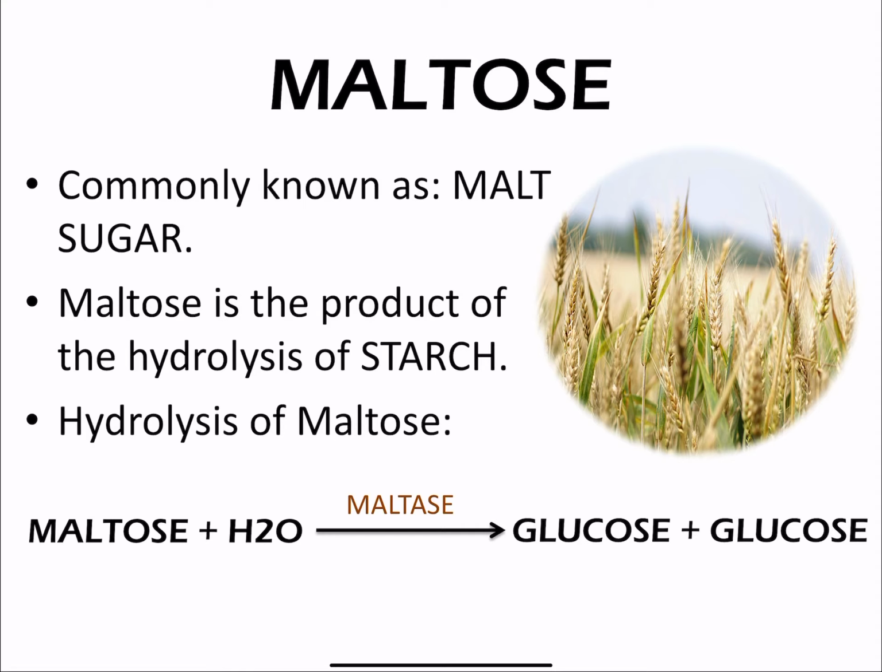Did you notice that the products of the maltose's hydrolysis are glucose and another glucose? This is because the definition of maltose is actually a sugar made up of two glucose monosaccharides. Let's move on to lactose.